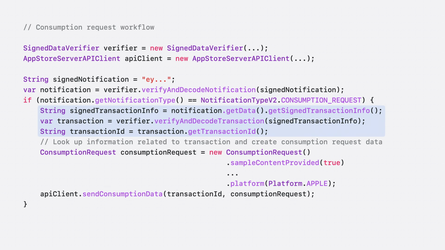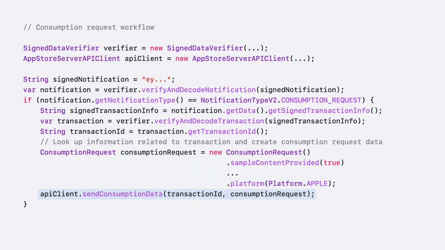I take the signed transaction info from the data object of the notification and store it in a string. Then, I extract and verify the signed transaction using the signed data verifier and store the transaction ID in a variable. Next, I'll build a consumption request object to send to the endpoint. How you determine the appropriate values for this object will vary depending on your server implementation and the transaction at hand. I've included a couple example values here, indicating sample content was provided to the customer and the content was consumed on an Apple platform.